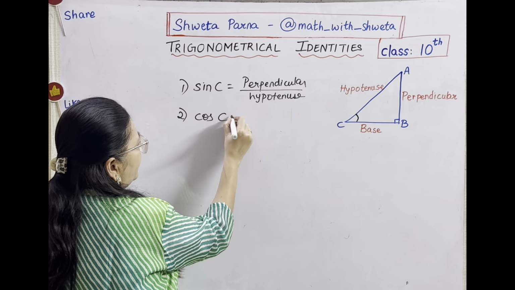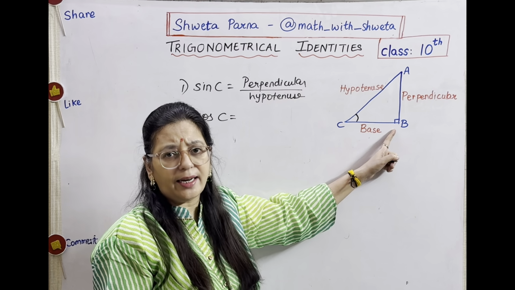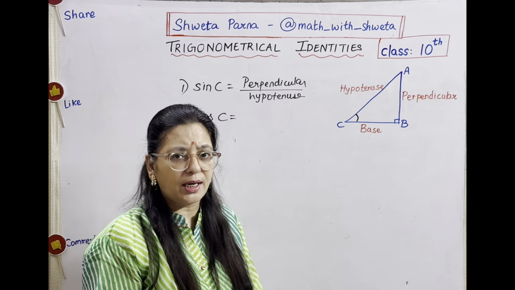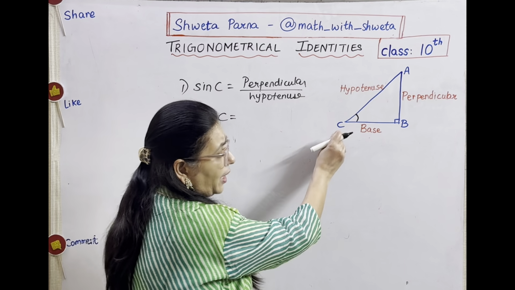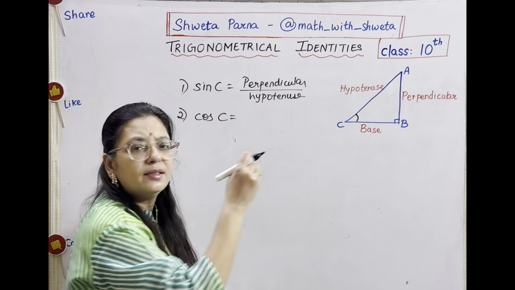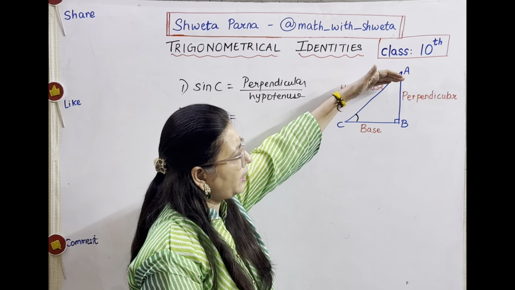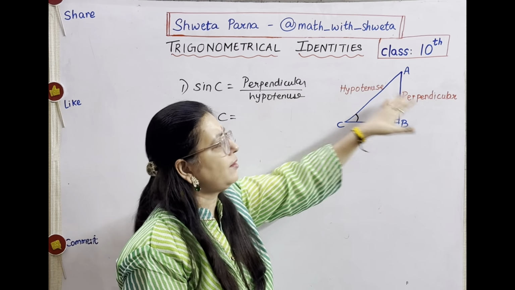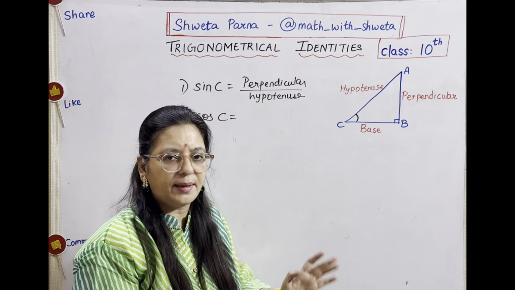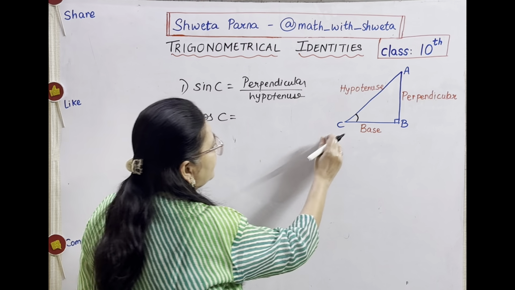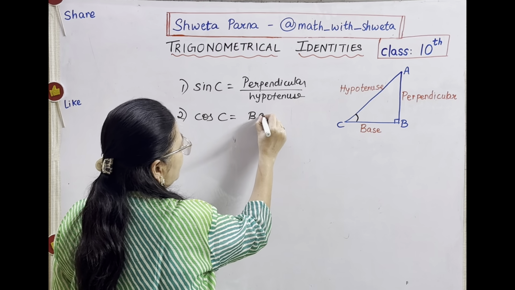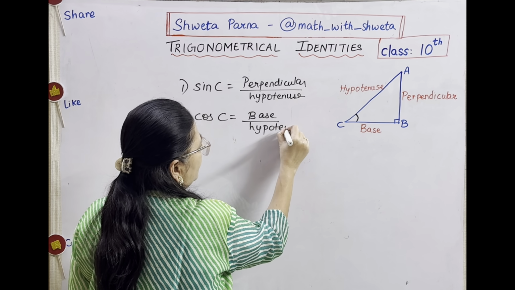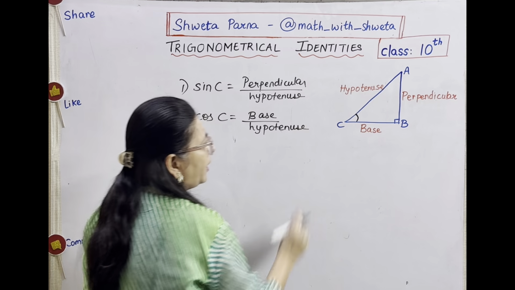Then comes cos. Say cos C. Now students, see, if this is a right angle triangle, angle A and angle C both will be acute angles. I am writing the answers based on angle C. But if you take angle A, this will become the perpendicular, this will become the base, hypotenuse will remain the same. So cos C is base upon hypotenuse. This we have already done in 9th grade.